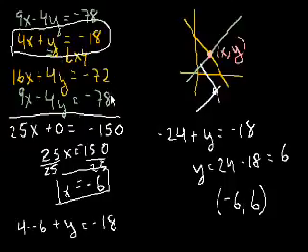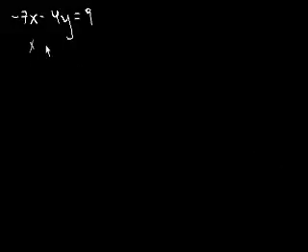Let's see how much time I have. I think we have time to do another problem. So let's say I had the points, and I'm going to write them in two different colors again. Minus 7x minus 4y equals 9. And then the second equation is going to be x plus 2y is equal to 3.